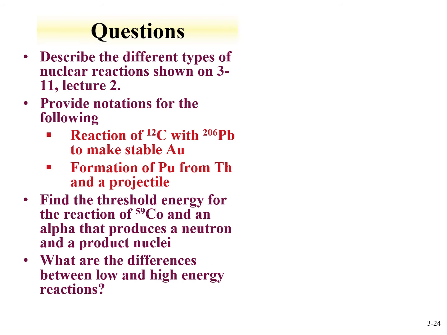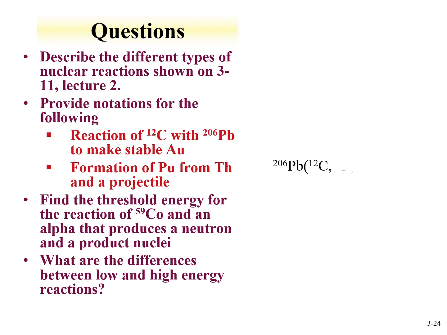So we'd write it as this, where the lead-206 is first. The carbon-12 would be the projectile. You need to know what stable gold is. If you look in your chart of the nuclides, you'll see that gold-197 is the stable isotope. And then from there to difference the remaining material, you can write as one isotope, and that would be fluorine-21.